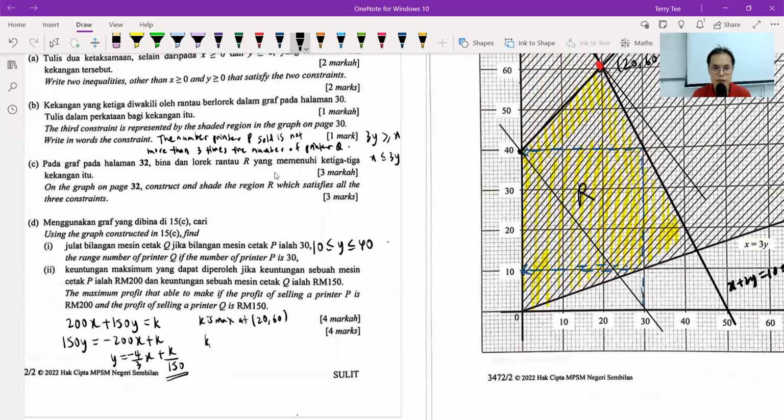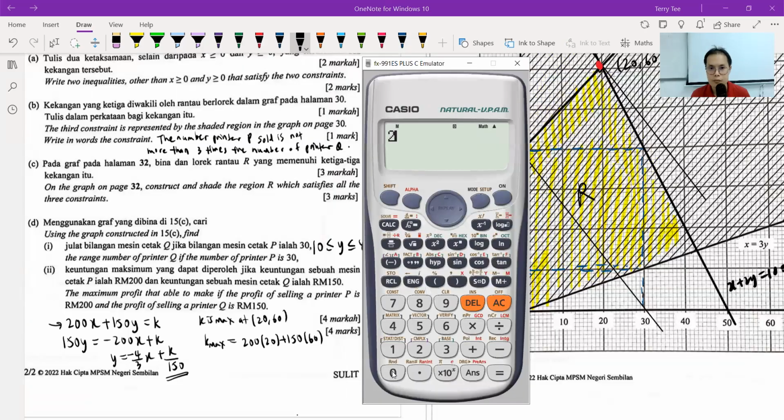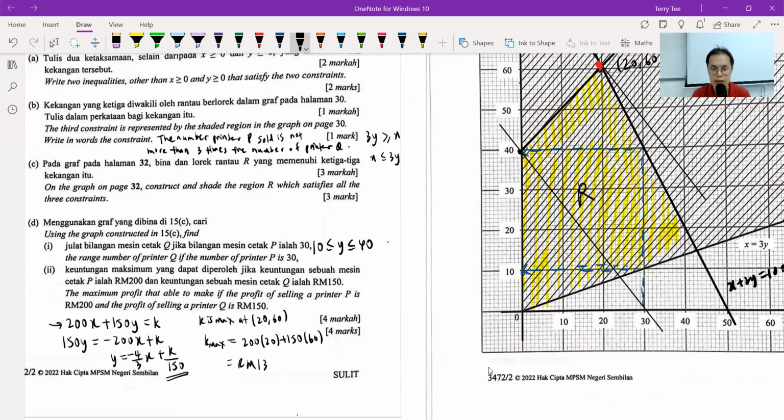So the maximum value of k will be, take this and substitute inside your original function here, 200 times 20 plus 150 times 60. Okay, let's count. 200 times 20 plus 150 times 60. My value is 13,000. So the maximum profit that you can get is 13,000.